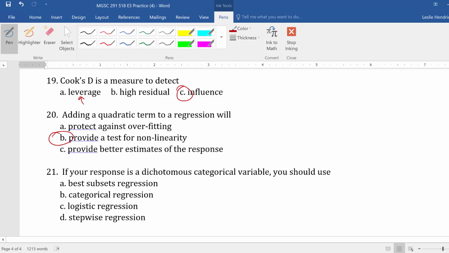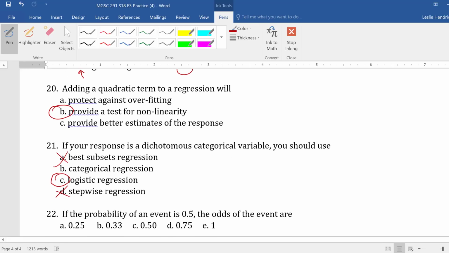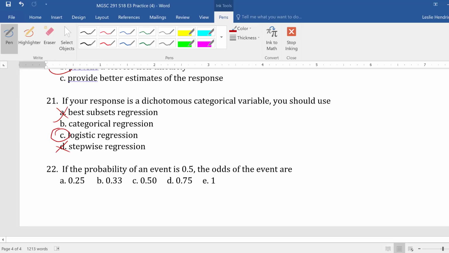21, if your response is a dichotomous categorical variable, you should use what? That is logistic regression. Best subsets and stepwise regression are ways to put together subsets of predictors to try to figure out which is the best set of predictors for your model. For a categorical response, it's logistic regression. When you're trying to predict a 1-0 yes-no response, you use logistic regression, like whether they're going to respond to the offer or not.